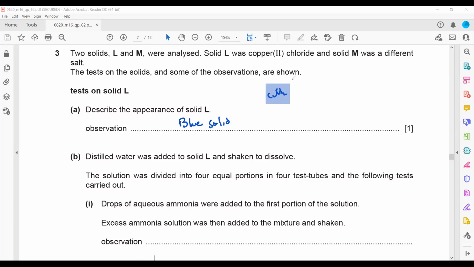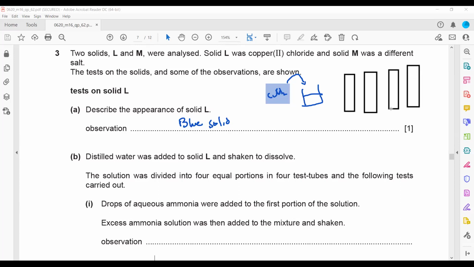What we did now, we dissolve it in water. We add this salt to water. We make a solution, and that solution is divided into four different test tubes. So this solution is divided into four different test tubes, equal portions of the solution.